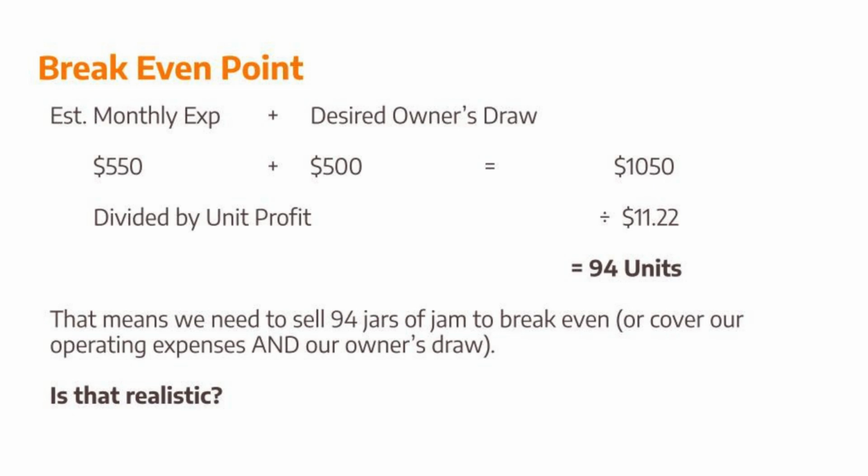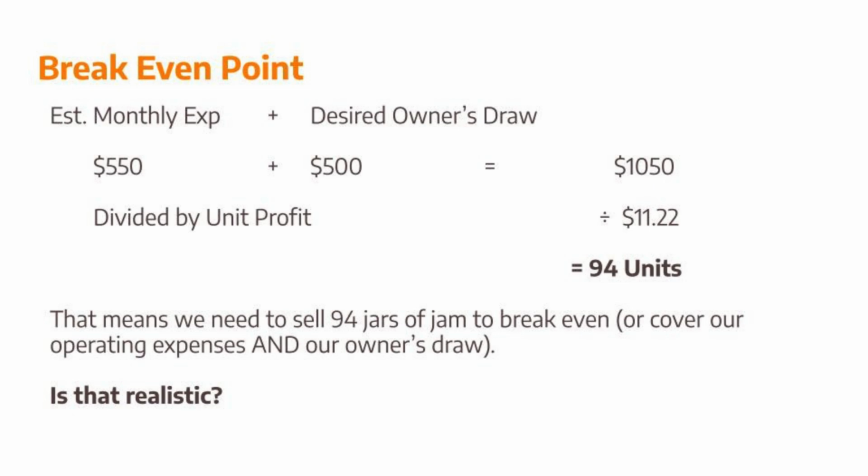Now, to get our break-even point, the number of units that we have to sell to cover our expenses and our draw, we take that $1,050 and divide it by our unit profit of $11.22. That means that we need to sell at least 94 jars of jam to break even or cover operating expenses and our owner's draw. Whenever we get this number, it's a good time to ask, is that realistic?